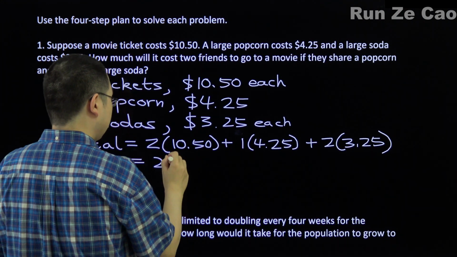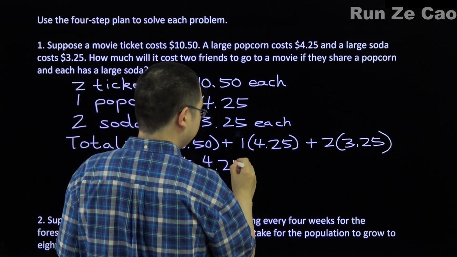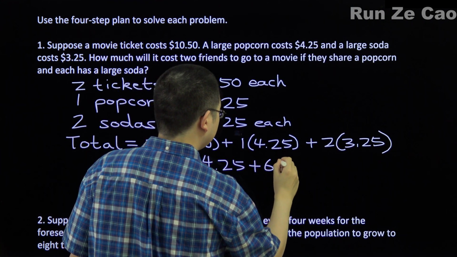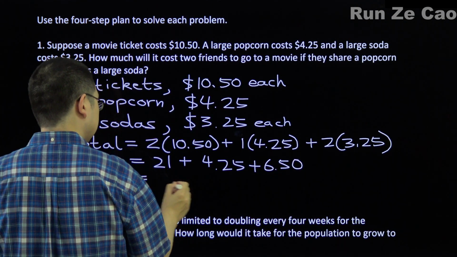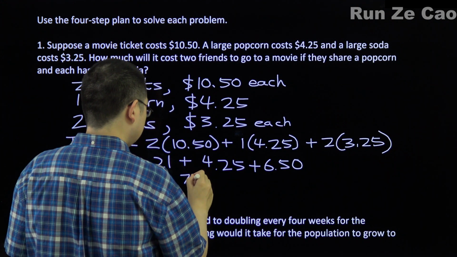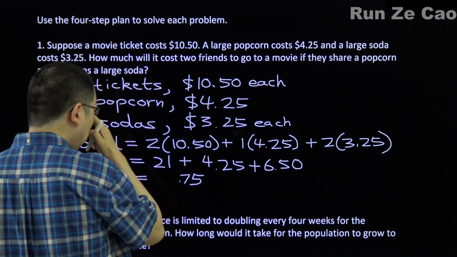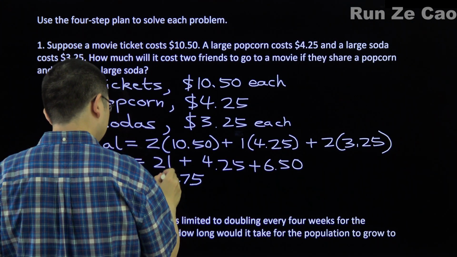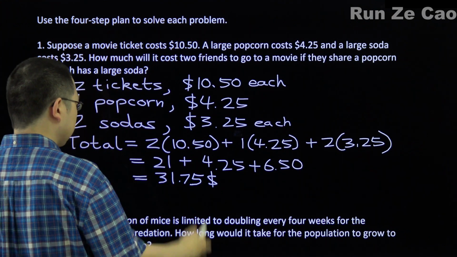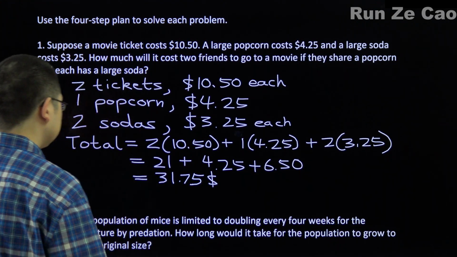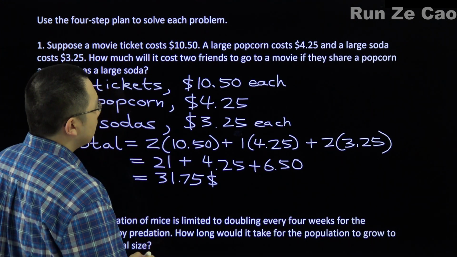which gives us 21 plus 4.25 plus 6.50. So 0.75 at the end. And then 10 plus 21, so $31.75. Yes, I know this dollar symbol maybe goes at the front, but whatever. Everybody understands this anyway.